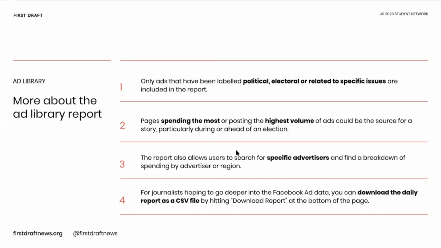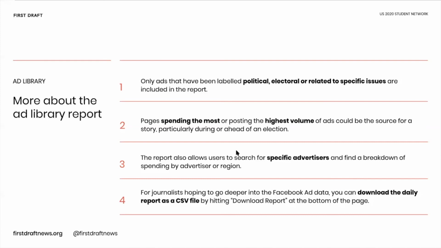And again, within the report, which is separate from the ad library, it's only ads that have been labeled political, electoral, or issue specific. These are the only ads included in the report. So this does not include all ads, like business ads, or essentially any ads that haven't been categorized as political. But what is useful is it shows all those pages, their spending, and it's a nice way of quickly categorizing top spenders, et cetera.